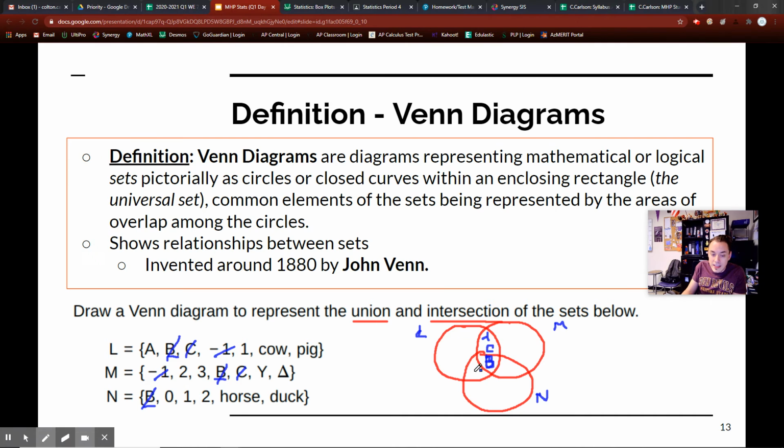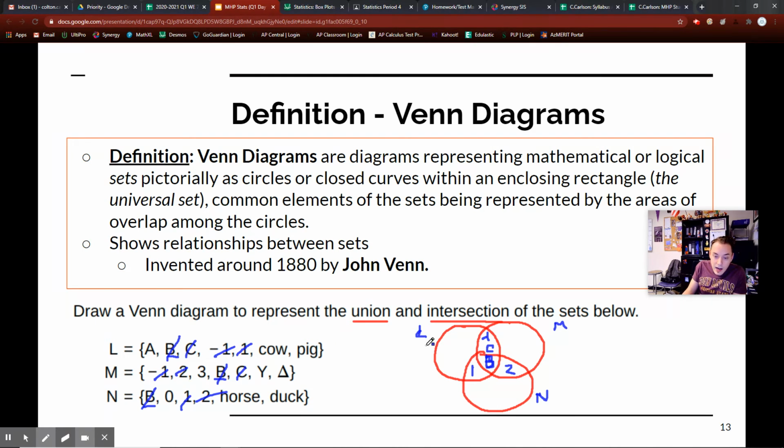Now let's look at L and N. What's common between L and N? Anything common between L and N? Well, we have 1, right? So we have 1 that's common between L and N. What about M and N? M and N, what's common between those? 2. So I'll write just 2.